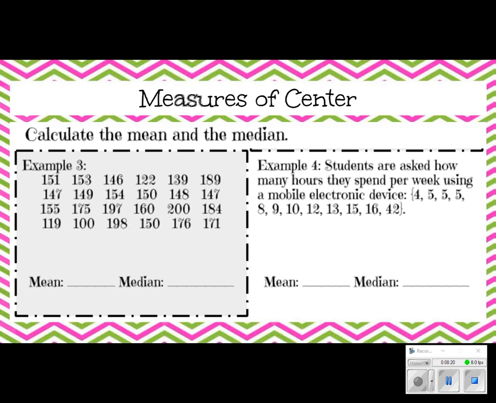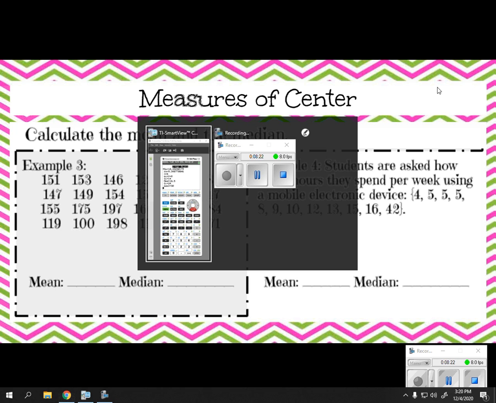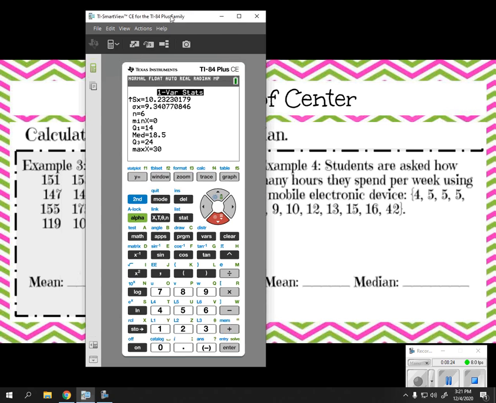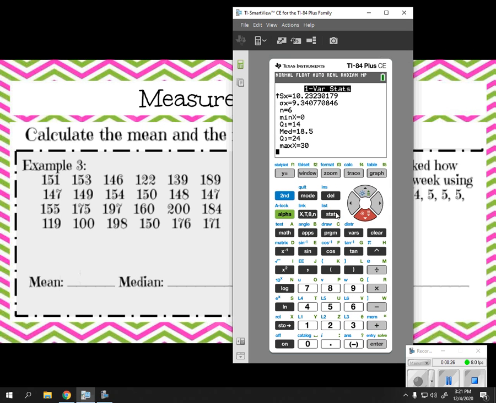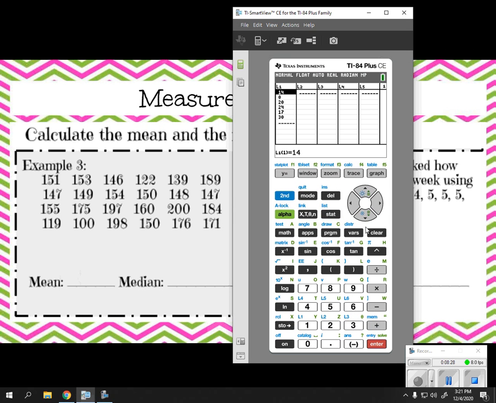All right, you're back. And so here we go. We're going to pull up our calculator. We're going to hit stat and enter, and we are going to clear this out. And then this is probably the tedious part, right? Getting it all in the calculator.